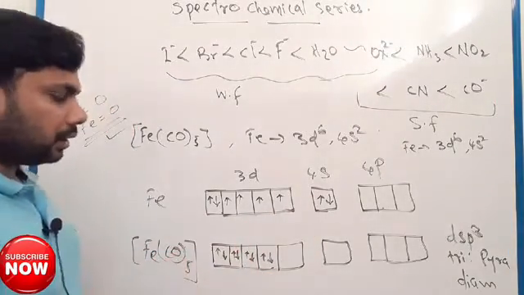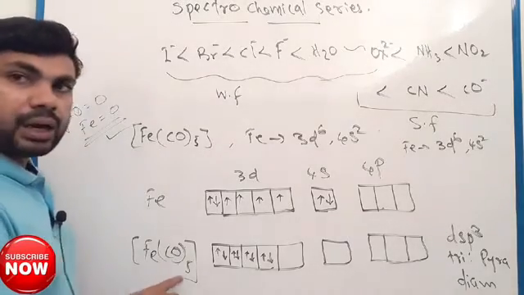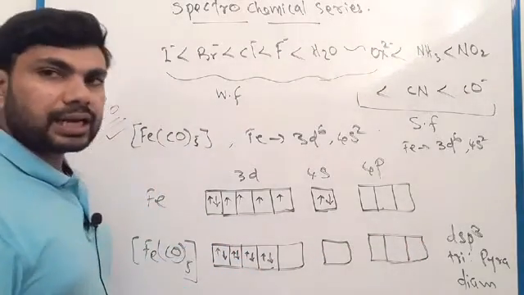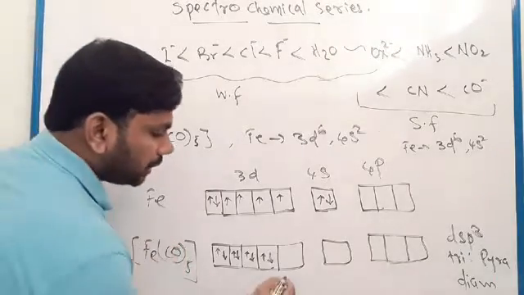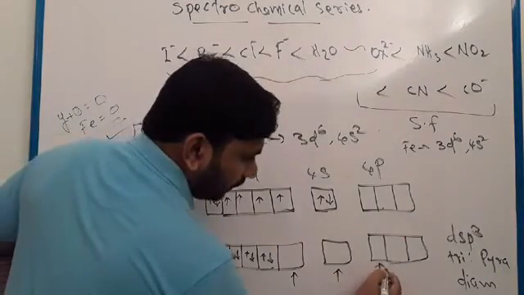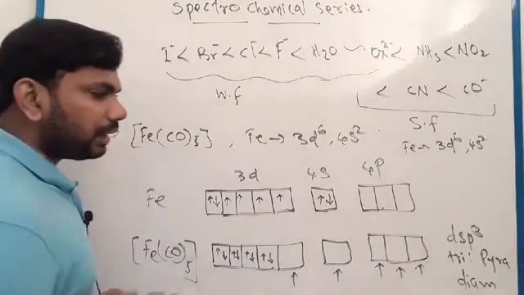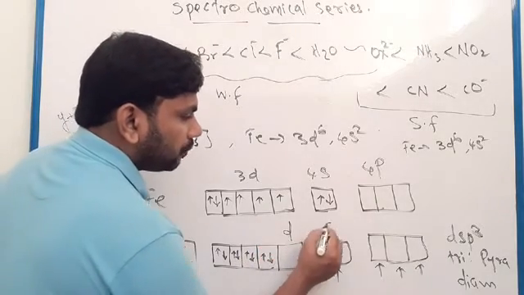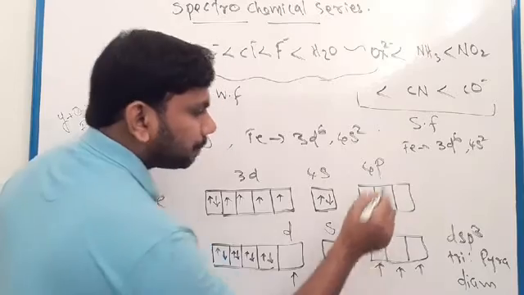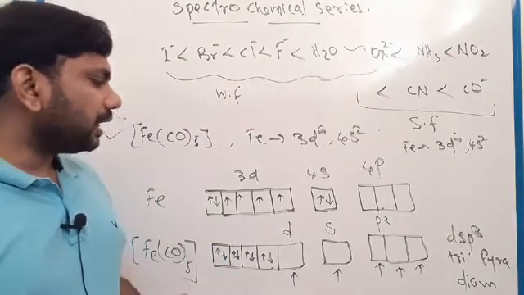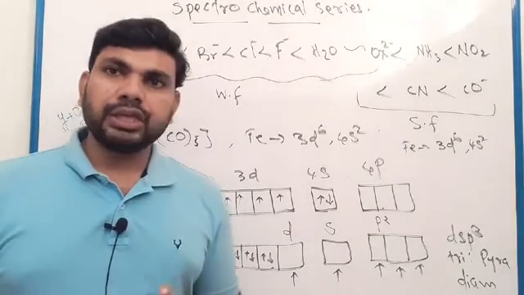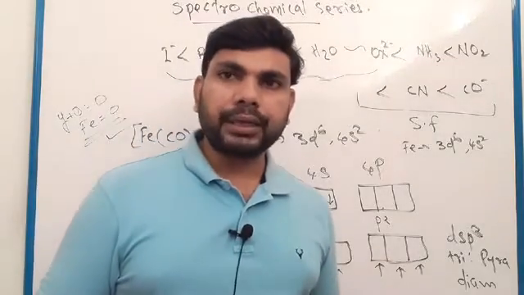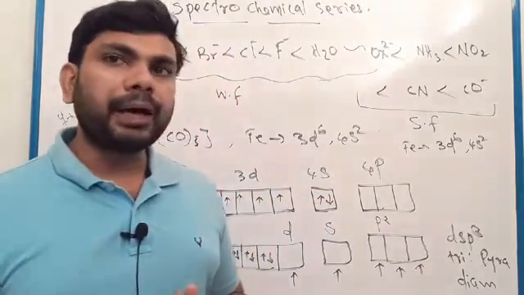So here pairing occurs. Now see, how many ligands are here? 5 ligands. Now these are the empty orbitals of the central metal atom. The 5 ligands will hybridize with these orbitals: 1 d orbital, 1 s orbital, 3 p orbitals. So what type of hybridization is this? dsp3 hybridization. dsp3 means what type of structure we discussed? Trigonal bipyramidal.